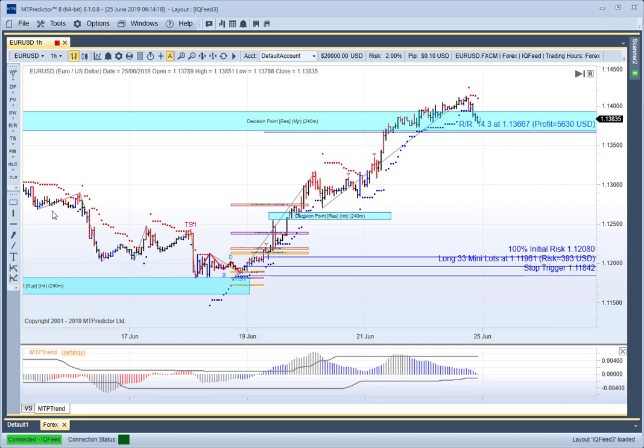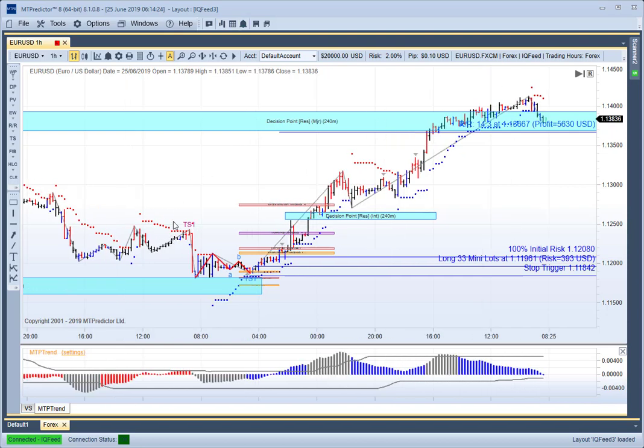So this is what I want to show you about MTPredictor, is that we're not a black box system. We don't just have automatic setups where you blindly take these setups without any regard for what the large view trend is doing. I want to try and get you to think about what's going on in the markets. In other words, it's a toolbox.